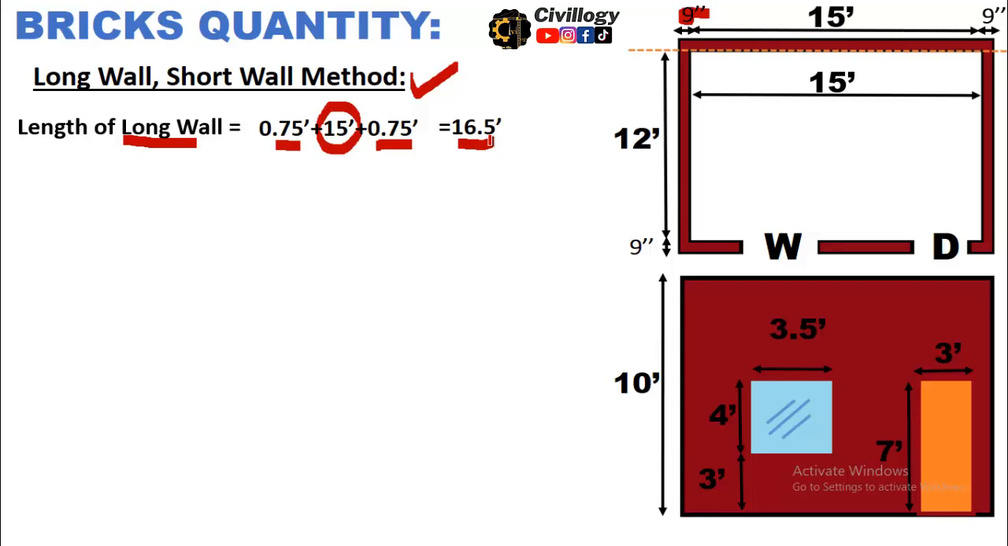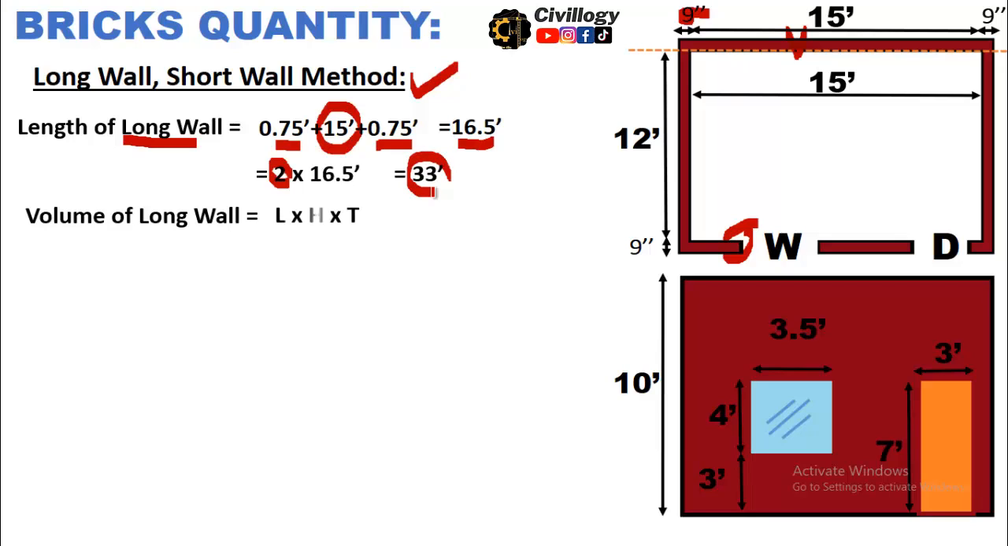As we have two walls, this is one side of the room and this is another side of the room, so it will be equal to 2 times 16.5 feet. So the total length of the long wall will be 33 feet.